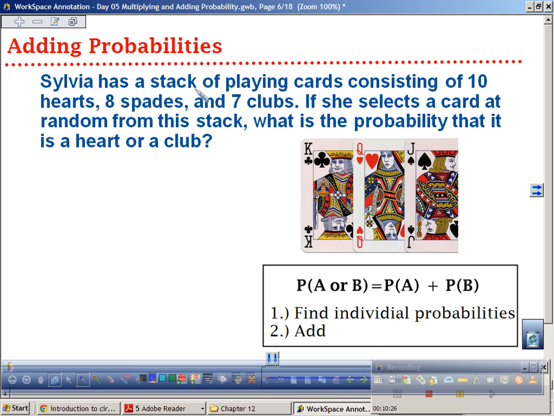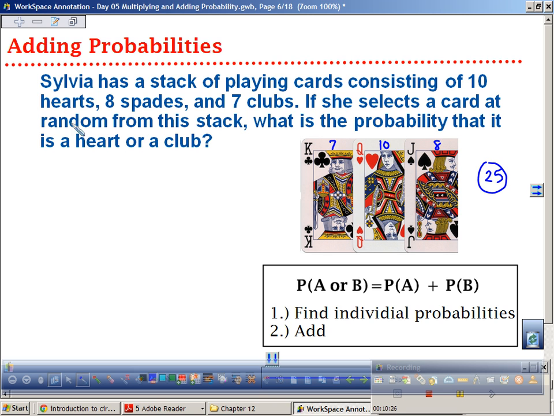Okay, so Sylvia has a stack of playing cards consisting of 10 hearts, 8 spades, and 7 clubs. So how many total does she have here? 25 total cards.